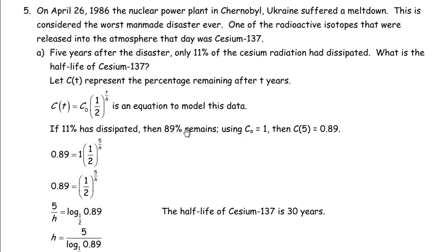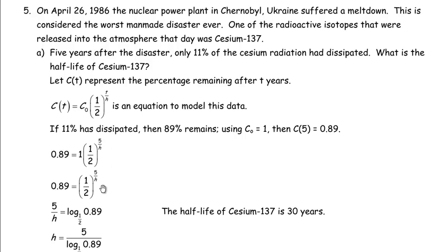Now we don't have a certain amount like the 25 milligrams in an earlier question. So I'm going to use C naught to represent 1 being 100%. And so we're told then after 5 years there's 89% left, so C of 5 would be 0.89. So in the formula we'll put 0.89 in place of C of t, and then C naught's 1, and then it's 5 over the half-life. We're trying to find the half-life. 5 years is the time.